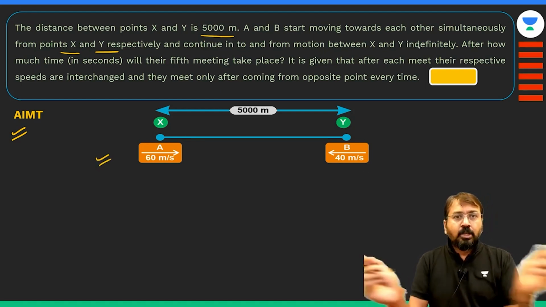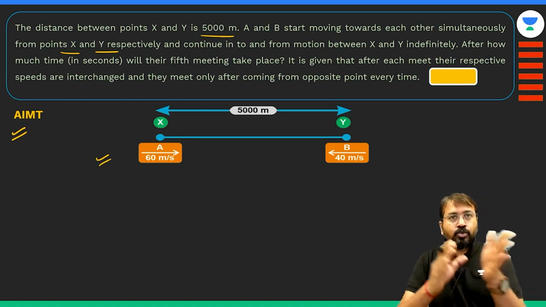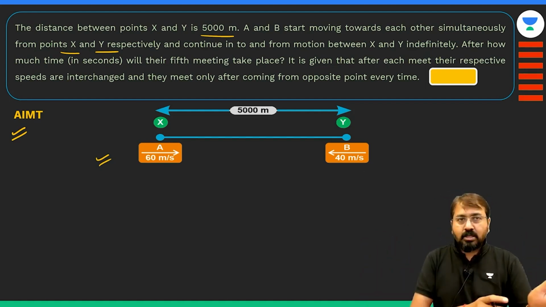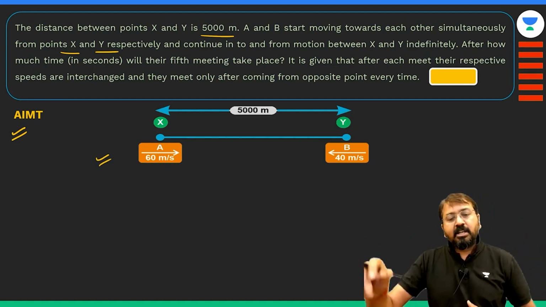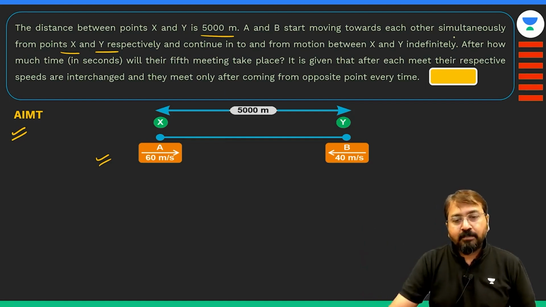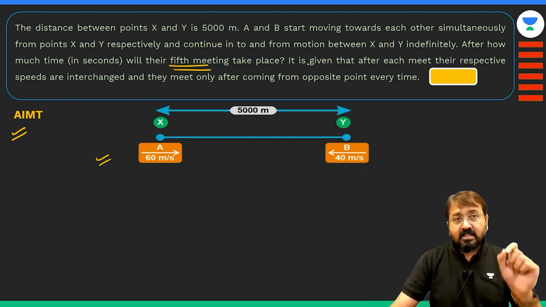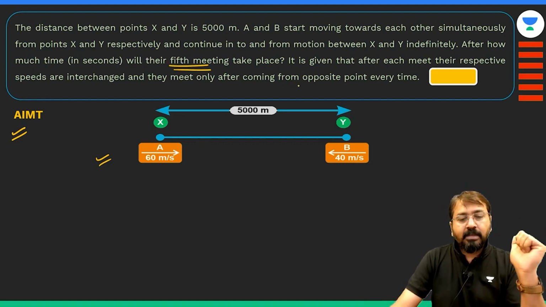indefinitely. So they keep going: say A goes to Y, then comes back to X, then again goes to Y, then comes back to X, and similarly B also does the same, to and fro motion. After how much time will their fifth meeting take place? That's our question.